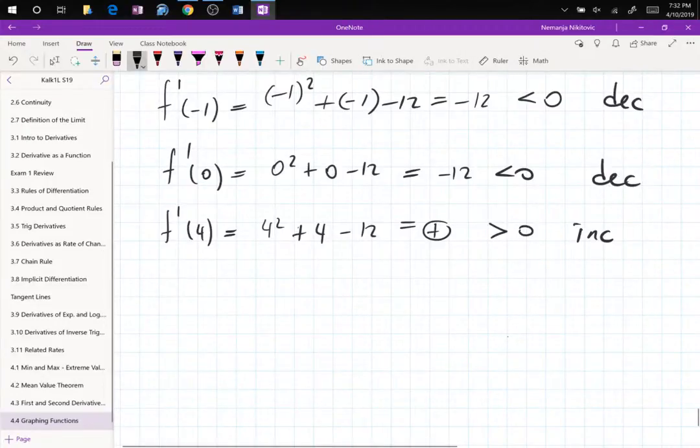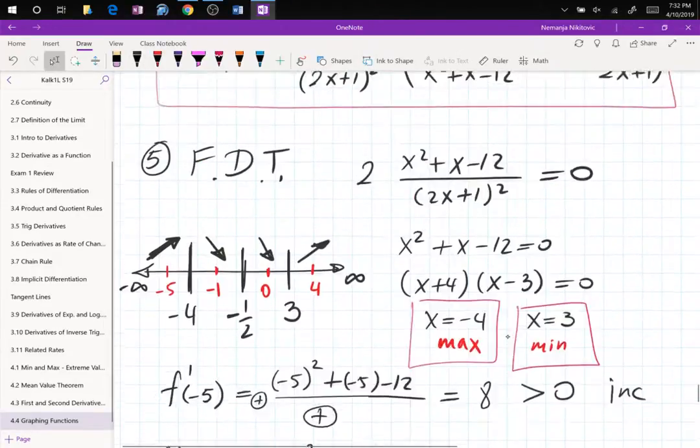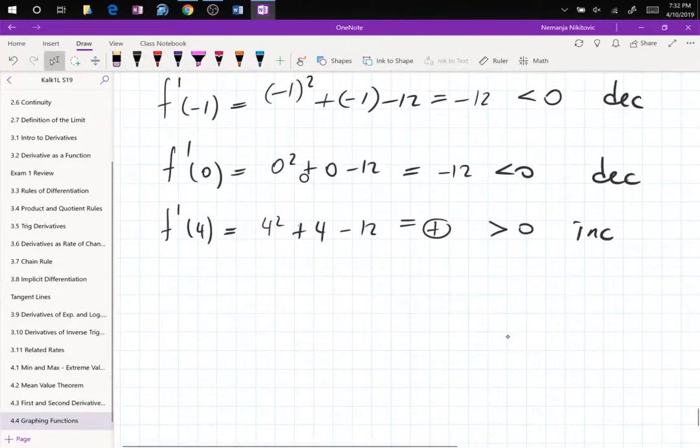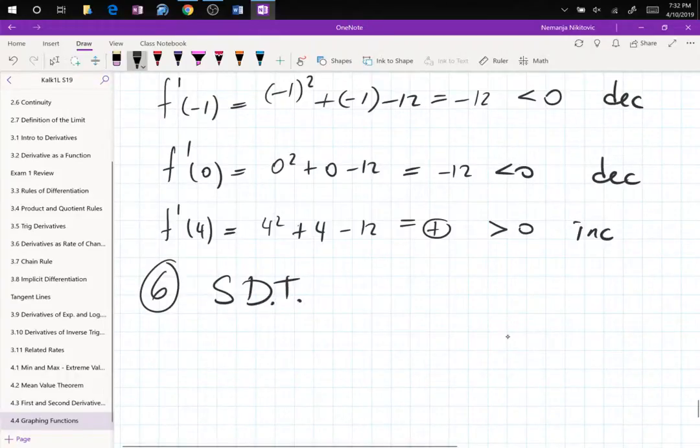At this point, I can already graph the function without doing second derivative, but we are all in this together. So let's do second derivative. Second derivative test, that was point number 6, right? Yep. Second derivative test for concavity.